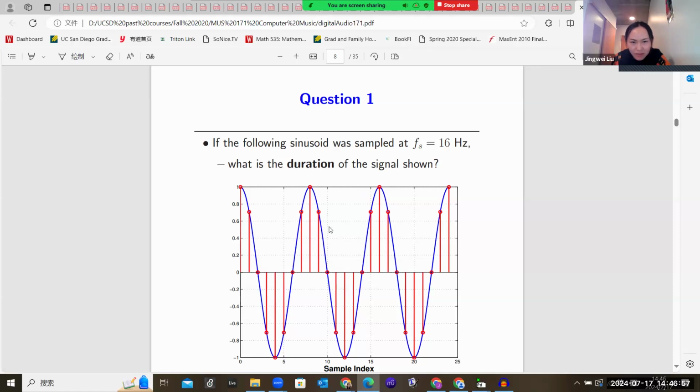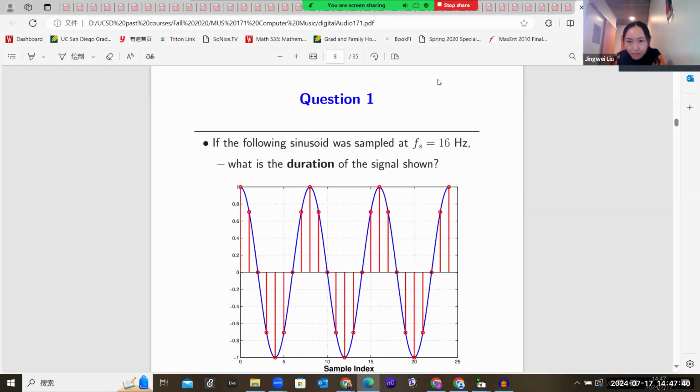Here are some exercises. Let me go through this and do some basic arithmetic so you have a better understanding of what we are talking about. If you are not very sensitive to numbers, it will give you some buffer to understand this concept. So let's say our fs is 16 Hertz. You can see this is one cycle of cosine. How many points are here? You can count: 1, 2, 3, 4, 5, 6, 7, 8. So there are 8 discrete points representing one cycle.